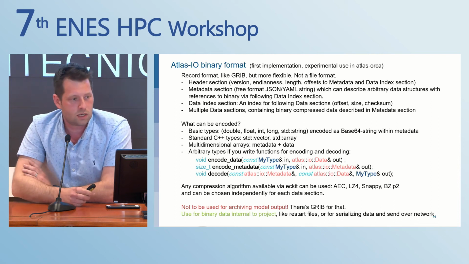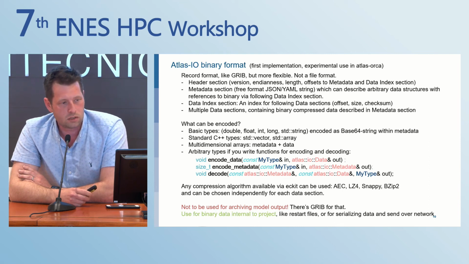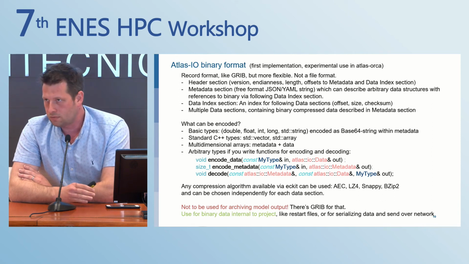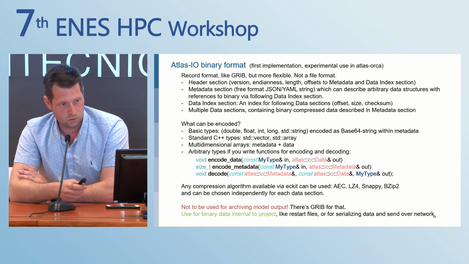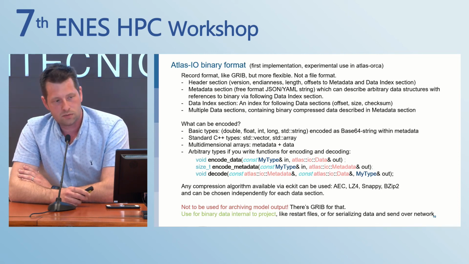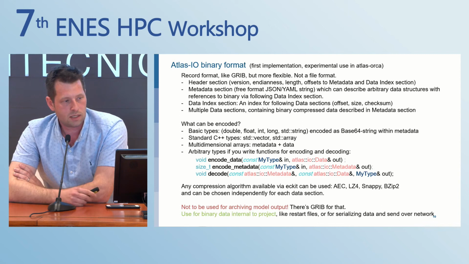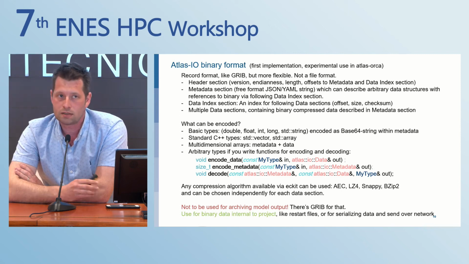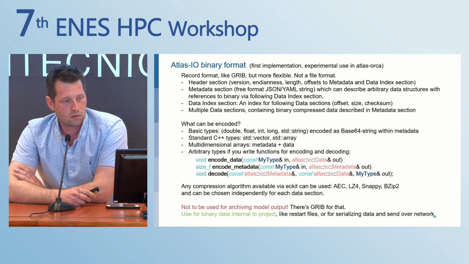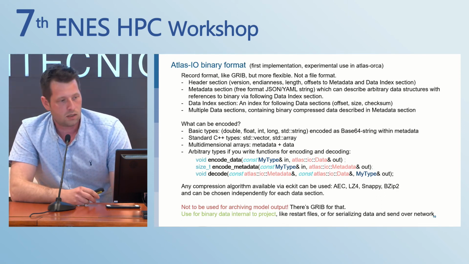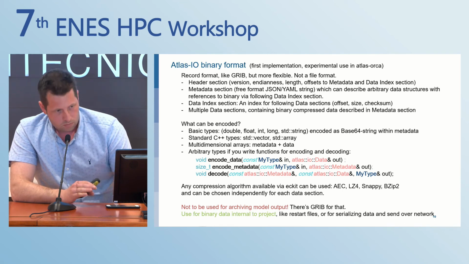So what can you encode in this? You can encode basic types, like double, float, integer, long, but also strings. They are encoded within the metadata because it's not beneficial to open a whole data section just for a value, so it's encoded as a base 64 string. Other standard C++ types are automatically encodable, like the vector or an array. There's also support for multidimensional arrays, as Atlas provides multidimensional arrays. That requires metadata plus data. And then you can also encode arbitrary types if you just write functions for encoding and decoding, and you can write those functions really anywhere.